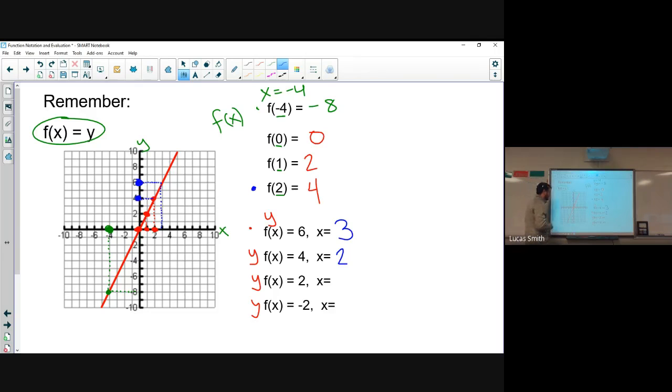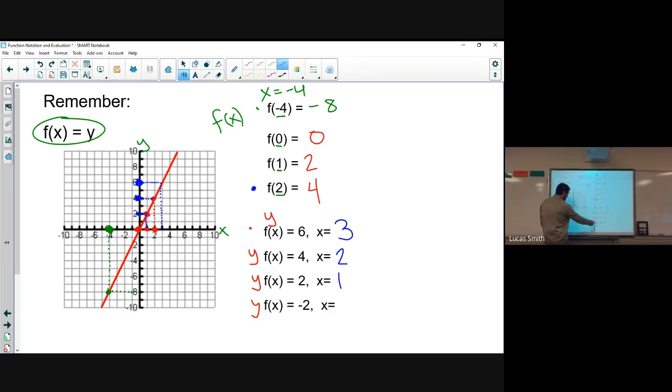All right, what about when y equals 2? Go up to 2 on the y-axis, go over to my graph. I hit right there. Again, if I go down, I'm going to be at 1 on the x-axis.